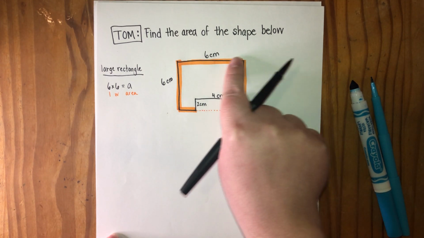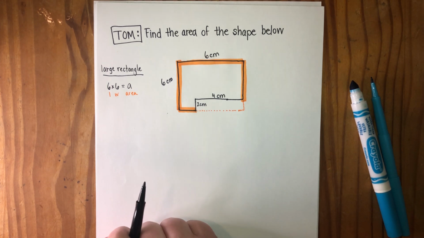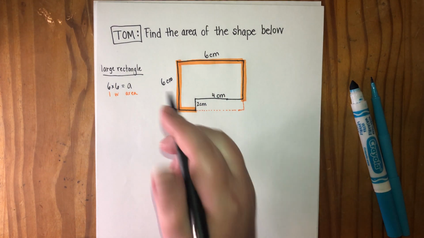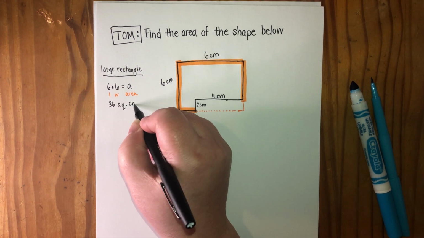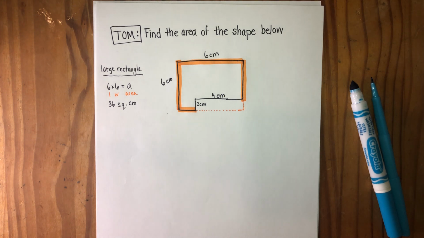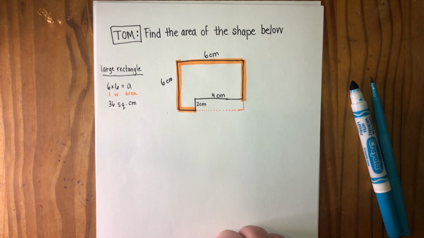What would the area of this large rectangle be? Yes, 6 times 6 equals 36 square centimeters. Great job. What do you notice about our larger shape? Say it out loud.